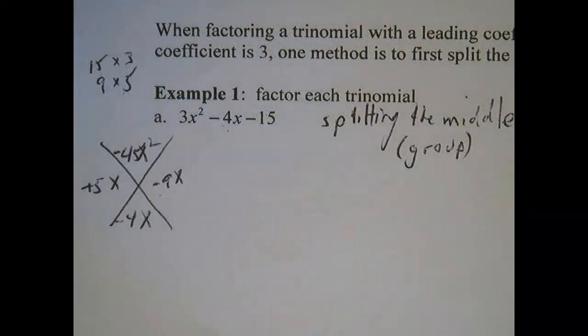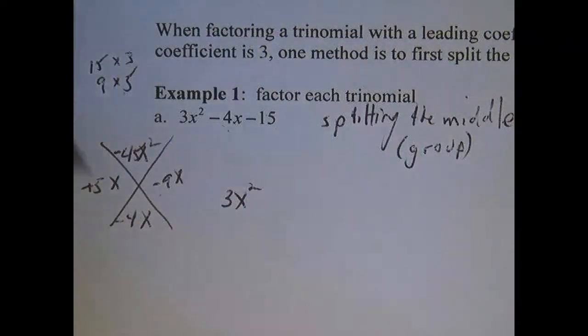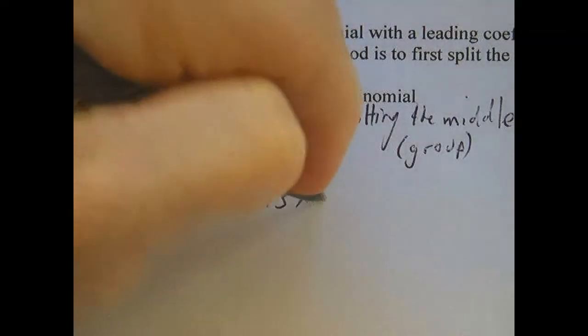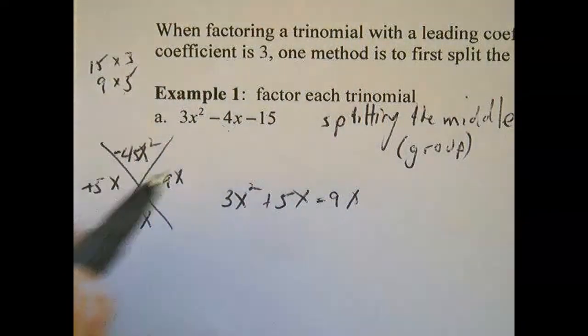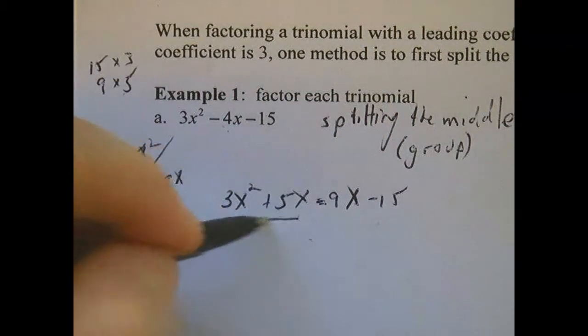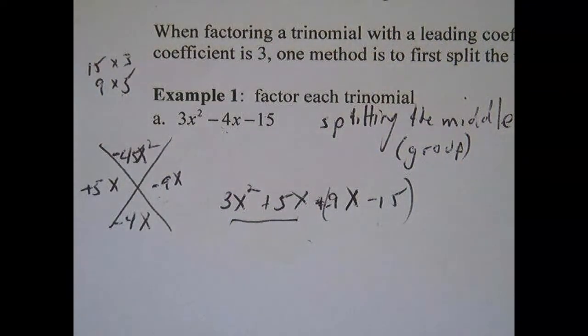All right, so let's go ahead and split the middle. So we've got 3x squared plus 5x minus 9x minus 15. And now we're going to go ahead and factor this into two groups. One group here, and I'm going to make this plus and minus, and the second group there.